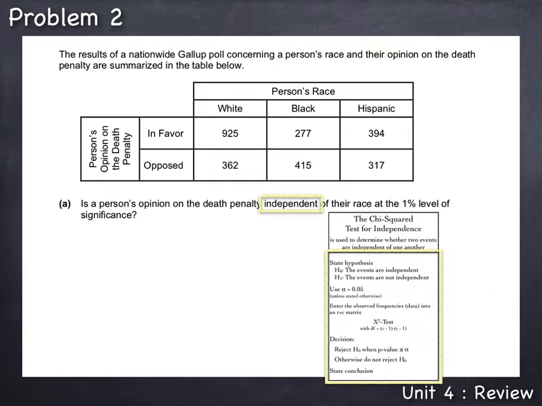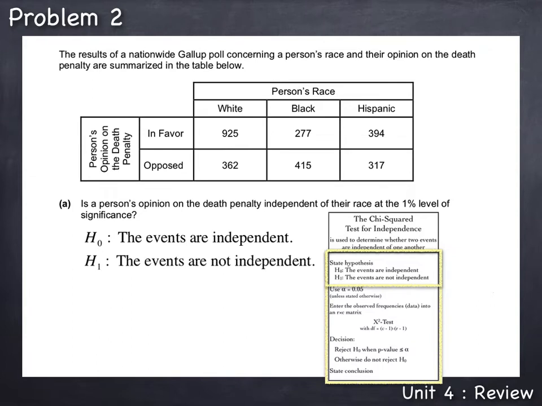The first step of any hypothesis test procedure is to state the hypotheses, H0 and H1. In the chi-square test for independence, H0, the null hypothesis, is always the same. H0 is that the events are independent. And H1 is always the opposite, that the events are not independent. Now that we've explicitly stated the null and alternative hypotheses, we can go to step 2 of our hypothesis test procedure.